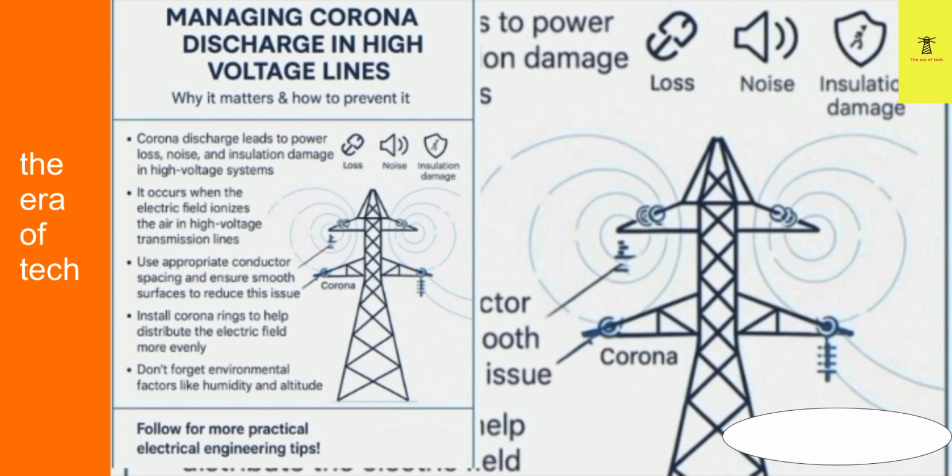Bundled conductors are the most common method. They reduce the electric field strength at the conductor surface.